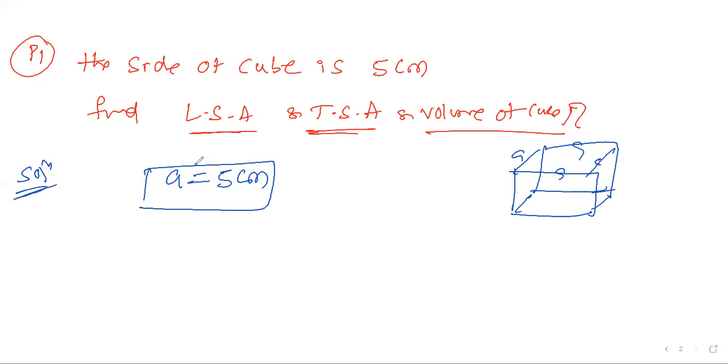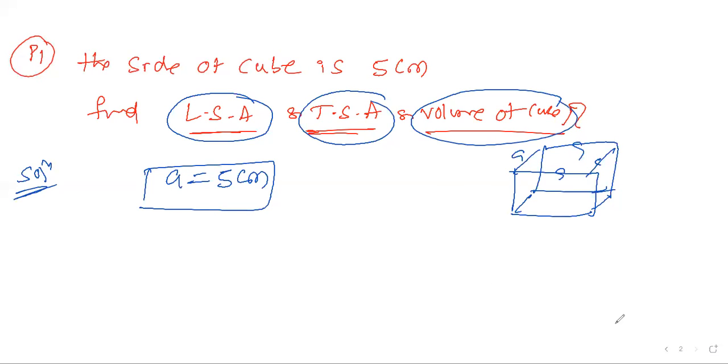I think you are already comfortable with the formulas. What is the formula of lateral surface area? What is the formula of TSA? What is the volume of a cube? Let us take the first one. They mention only the side is 5 centimeters. Some people take S, or you can take A equals 5 centimeters. Nothing wrong in that.